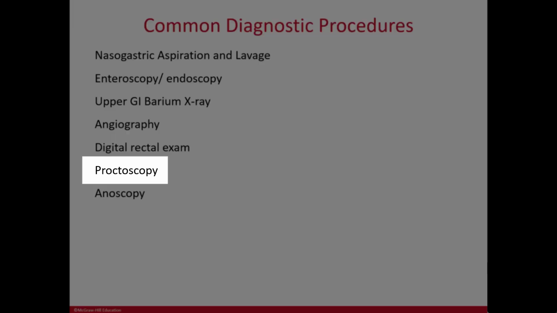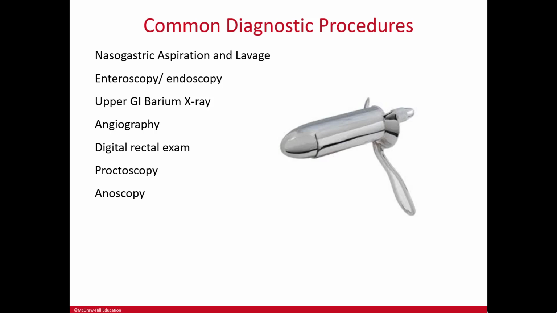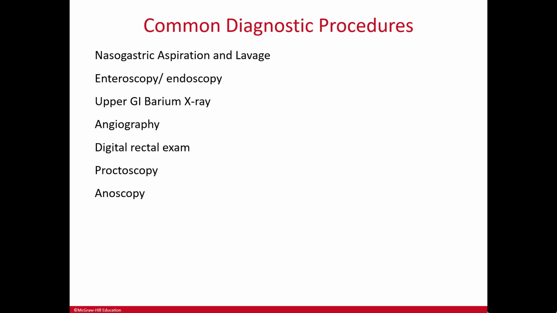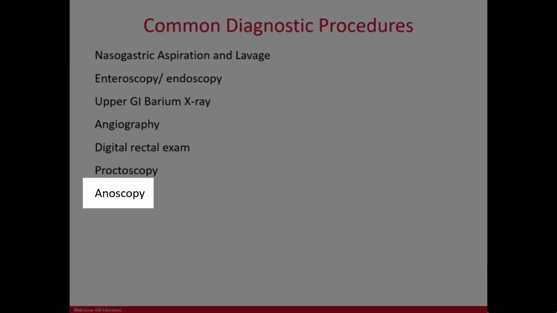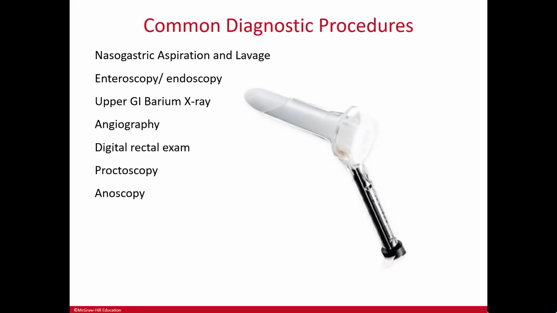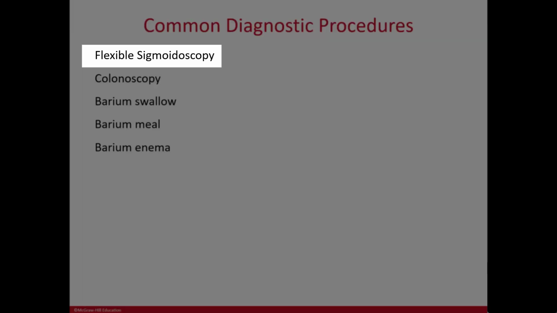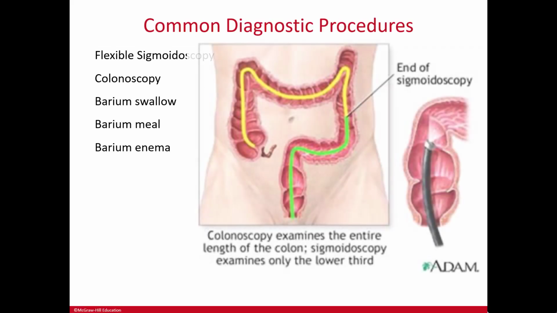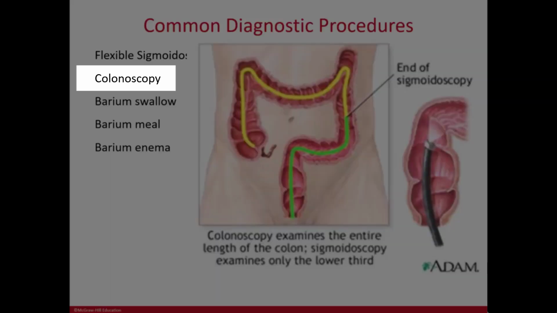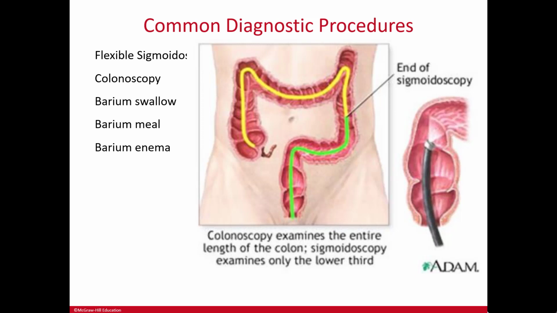Proctoscopy is a procedure using a proctoscope that allows for visual examination of the anus and rectum and portions of the sigmoid colon, looking for diseases, rectal bleeding, or any abnormal results that are seen on a barium enema. Anoscopy is similar to proctoscopy, and that's an exam of the anus and lower rectum using an anoscope, which is pictured here. A flexible sigmoidoscopy looks at the rectum and the sigmoid colon, and a flexible colonoscopy examines the whole length of the colon. So these use cameras inserted through the rectum.